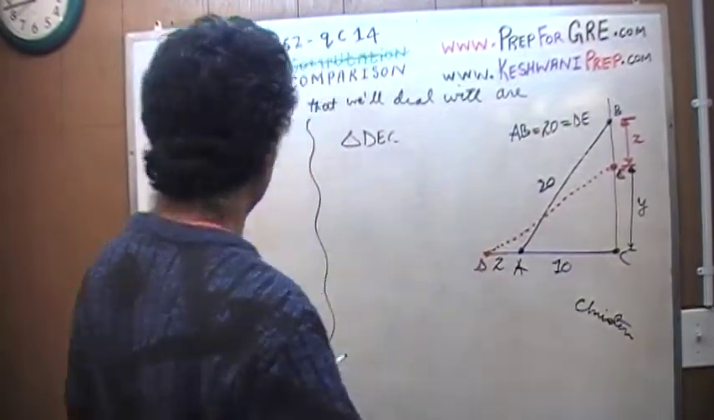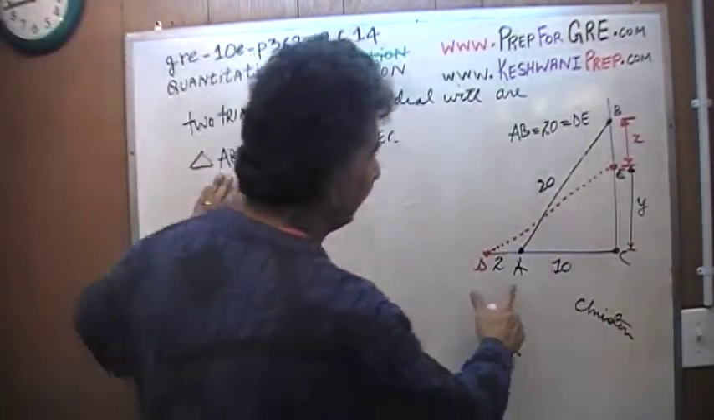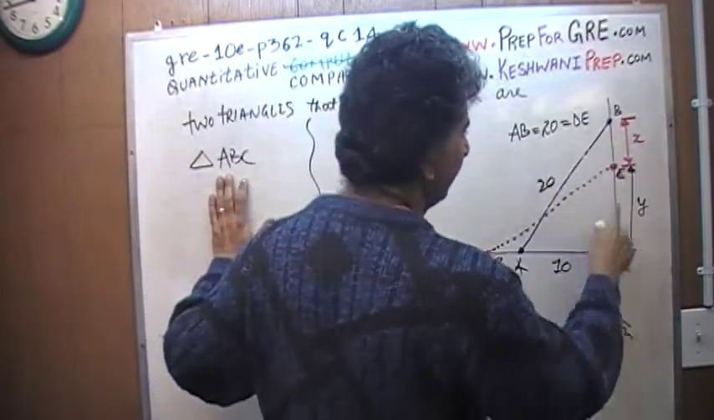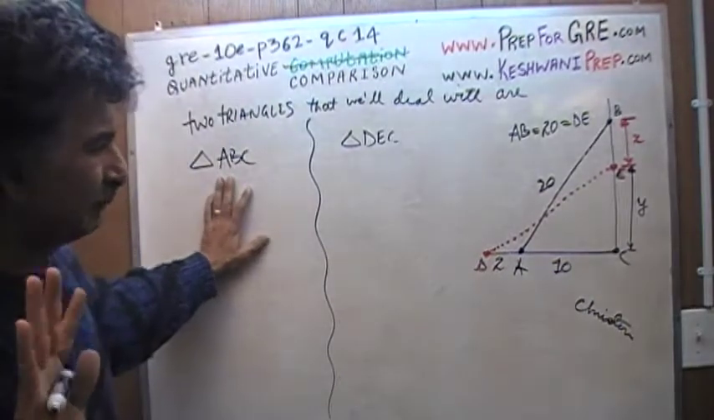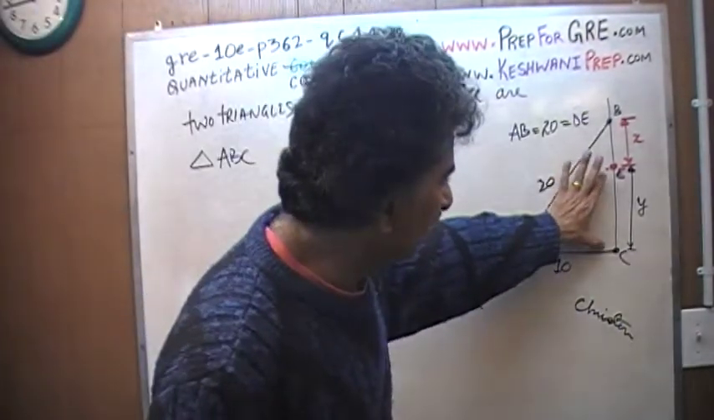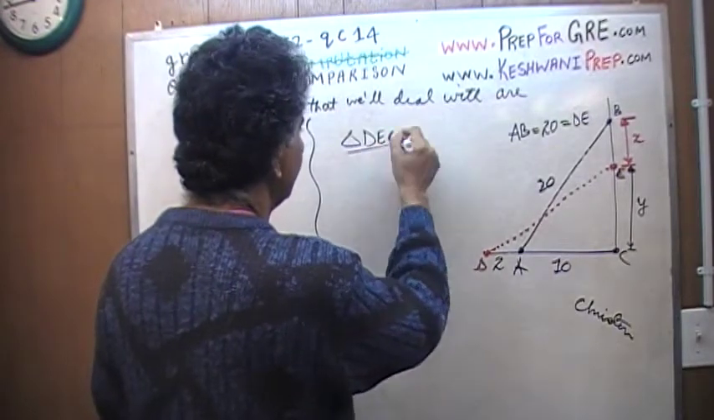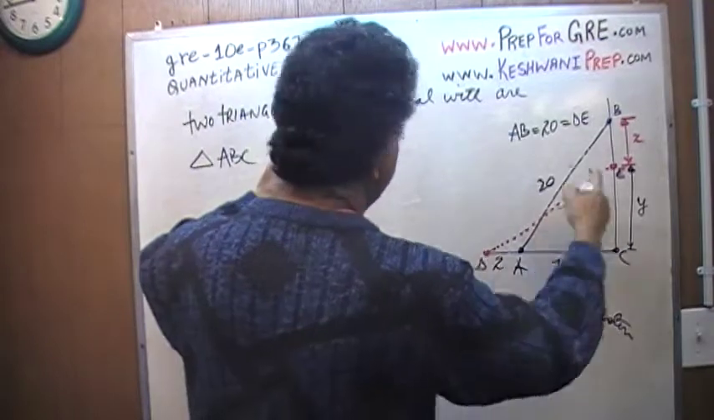Let's work on it. There are 2 triangles here. Again, in triangle ABC, if we start out with triangle ABC, we're going to end up working with X and Y together. I don't want to do that. I want to start with the simpler case first. Let's first figure out what Y is. So in triangle DEC, your hypotenuse is D to E.